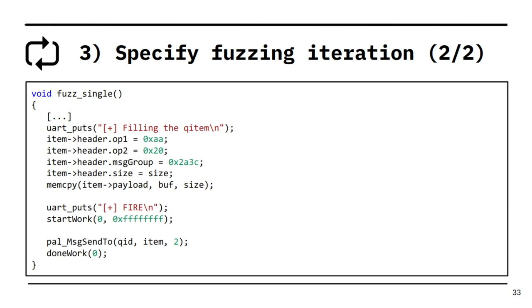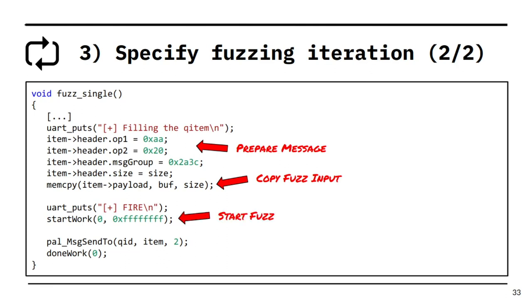Before doing so, we set up again how the message looked like, right? We set the different header fields and so on, and then copy over the payload we just got from the fuzzer into the message so that we can send it. And this is what we do. First we call start work, another hypercall, which will enable the coverage collection Dominic just explained. In this case, we want to collect coverage from address 0 to address 0xFFFFFFFF, which is basically all of the memory in a 32-bit space. So we want to collect all coverage. And then we call PAL message send again to send it over to the target task.